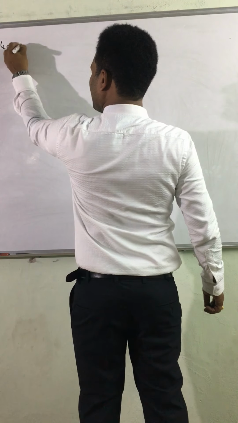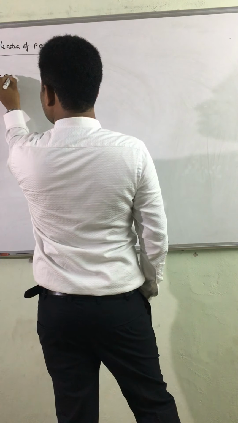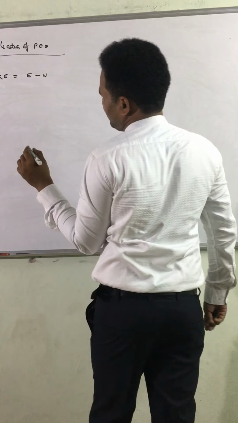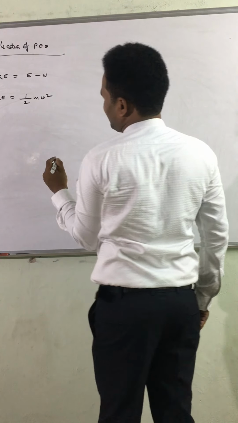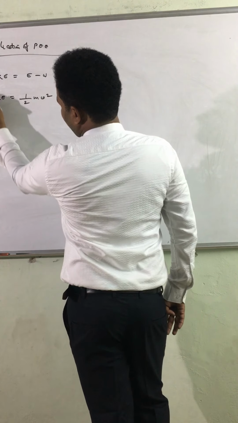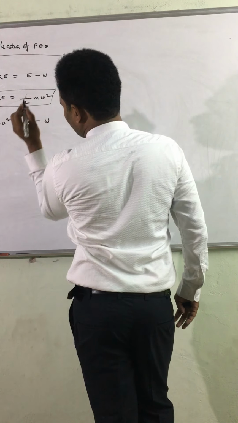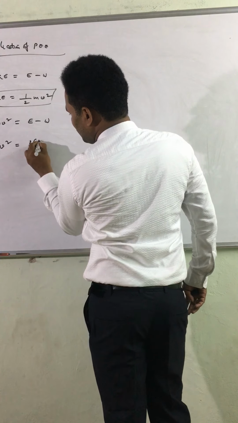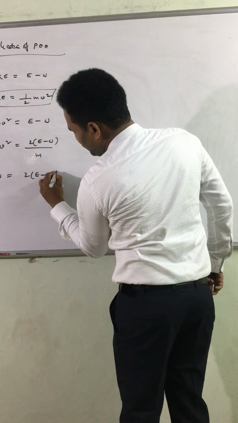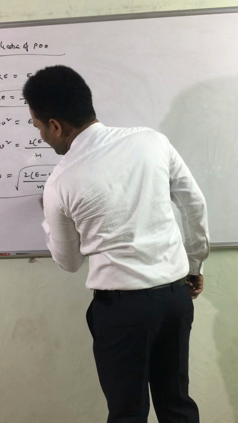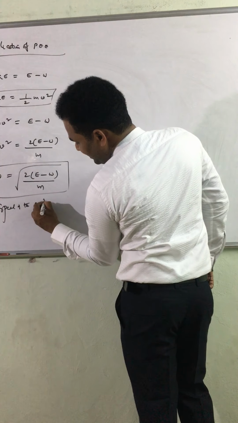Applications of the photoelectric equation. First one: KE is equal to E minus W. As we know, the kinetic energy of the emitted electron is half mv square. Half mv square is equal to E minus W. V square is equal to 2 into (E minus W) by m. V is equal to root over 2 into (E minus W) by m. This is the speed of the emitted electron.